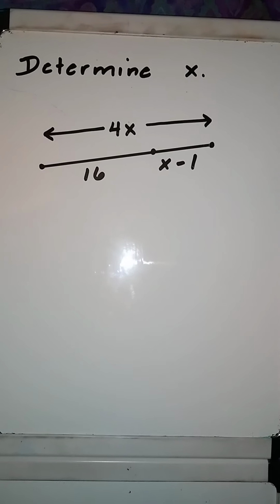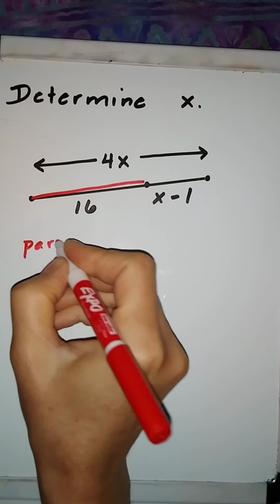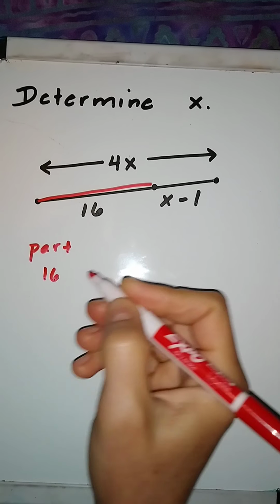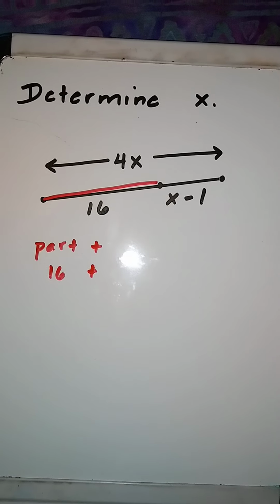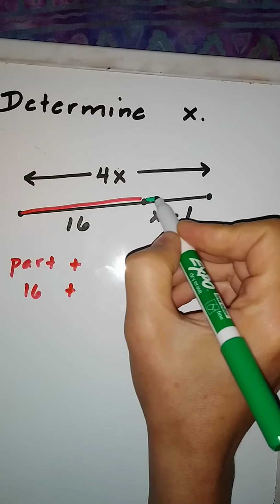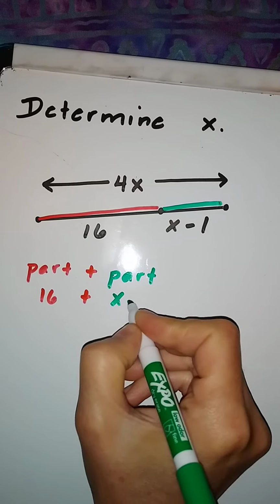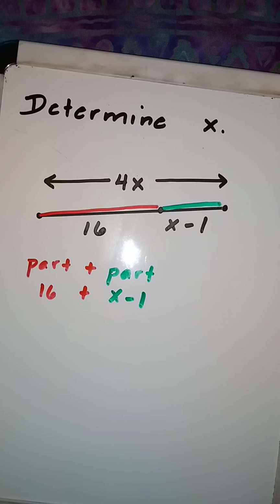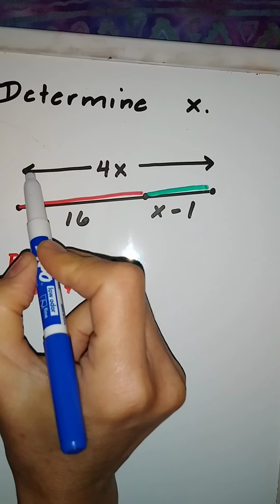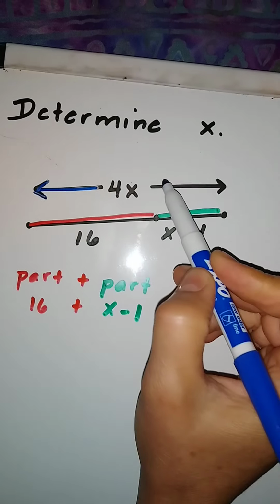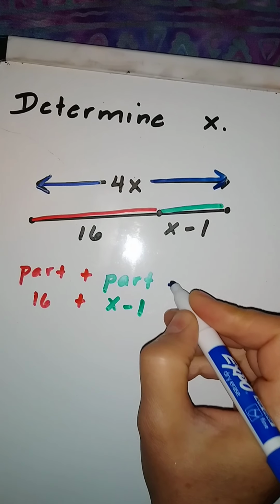Now we have our second example. Our first part is 16. We have another part, which is labeled with x minus 1. Arrowheads will help you spot the whole going end to end, labeled with 4x.